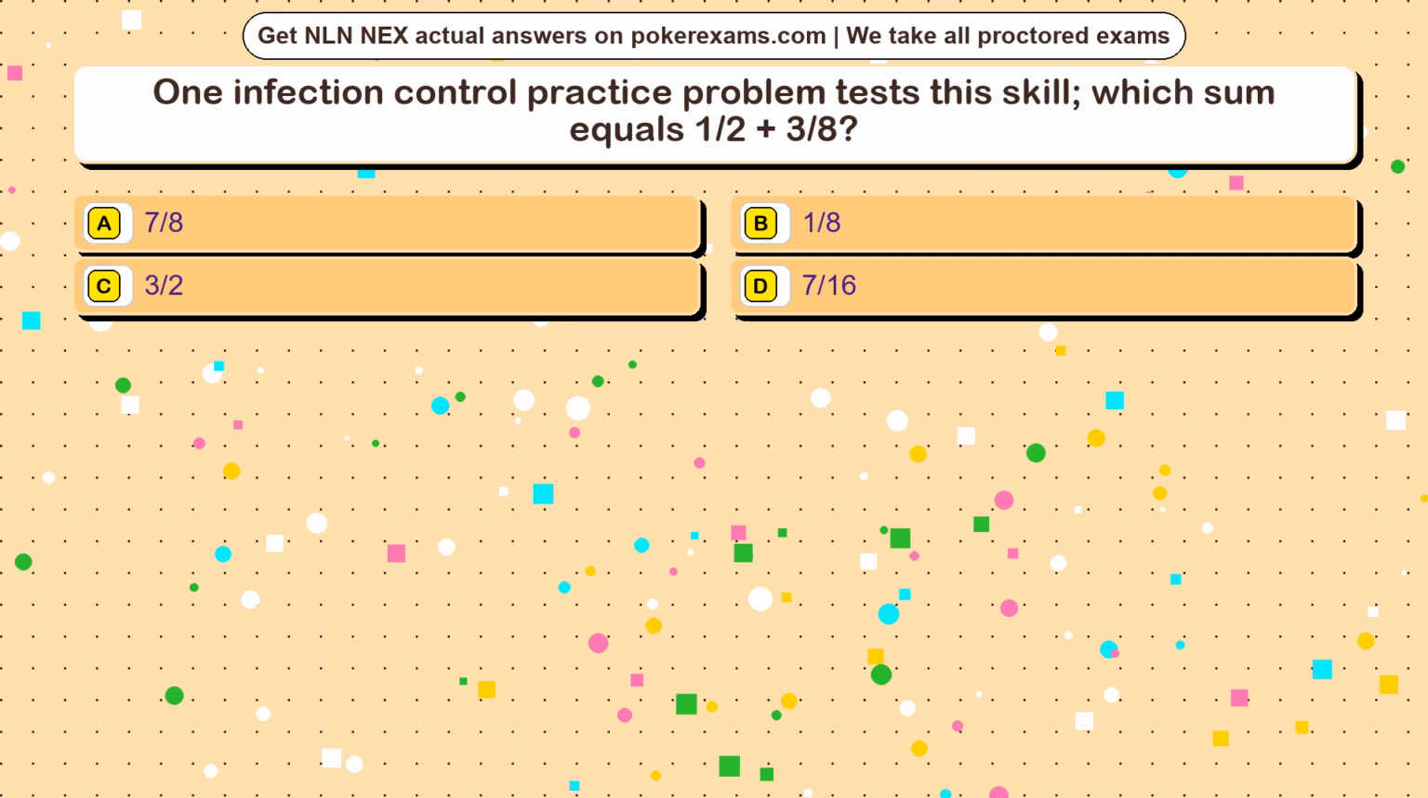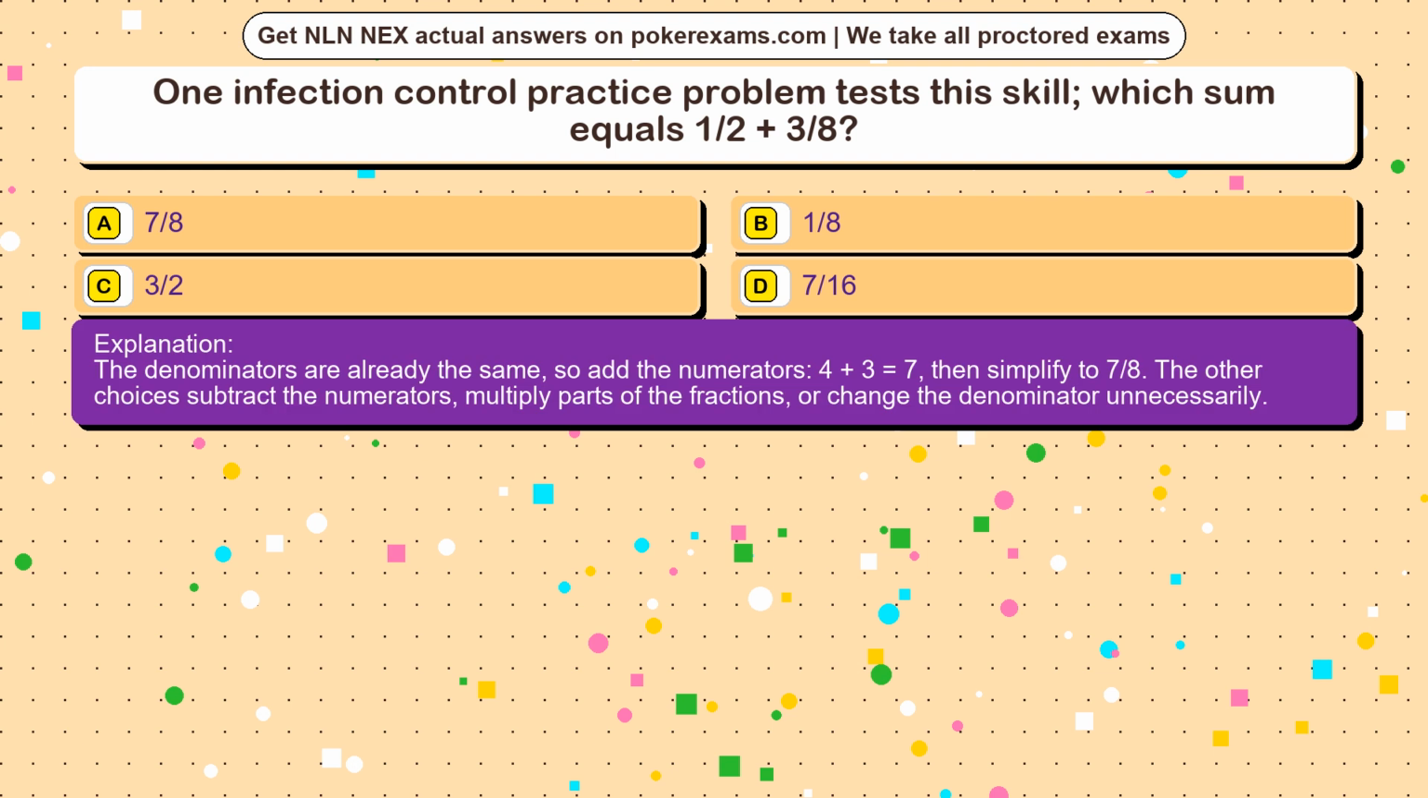The correct answer is option. The denominators are already the same, so add the numerators. 4 plus 3 equals 7, then simplify to 7/8. The other choices subtract the numerators, multiply parts of the fractions, or change the denominator unnecessarily.